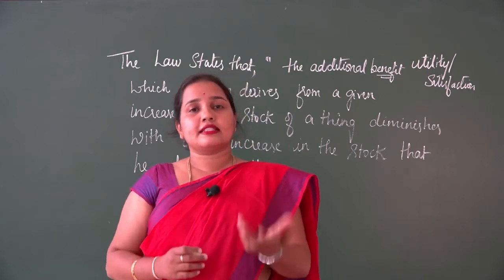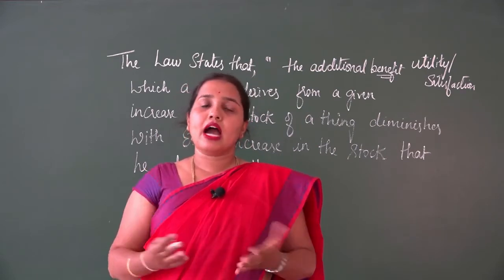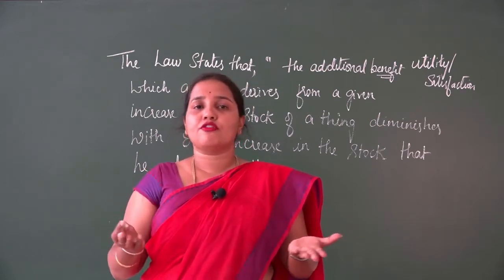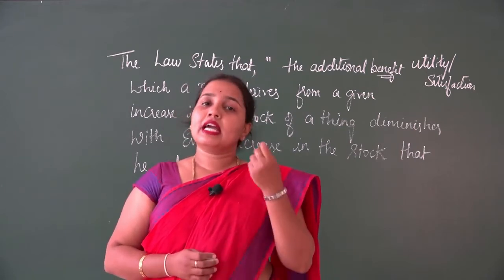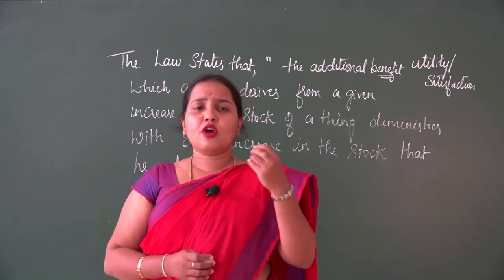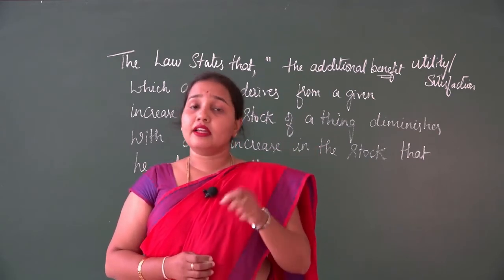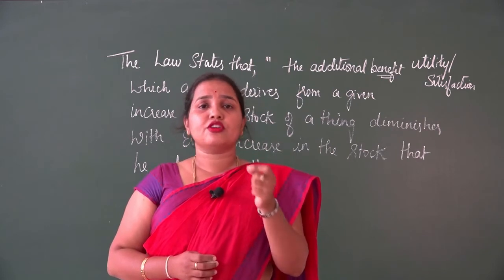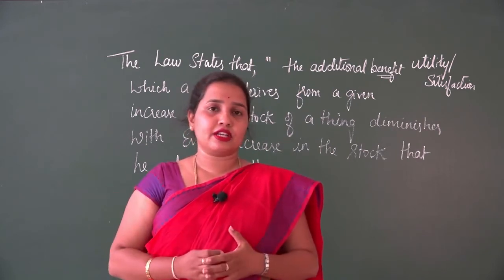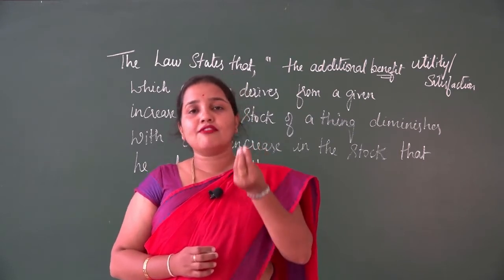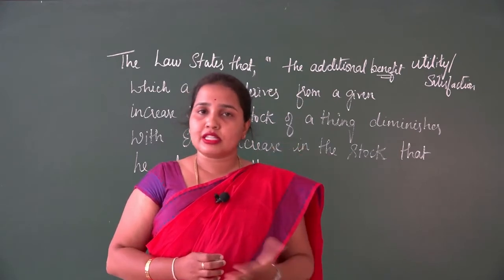Let us take an example. Let us say that you are a consumer and you want to have ice creams. All are fond of ice cream. So let us take this example of having ice creams. You are about to have 4 units of ice cream, and when you have the first unit of ice cream, you get the maximum level of satisfaction. That means when you have the first ice cream, it gives the maximum utility.